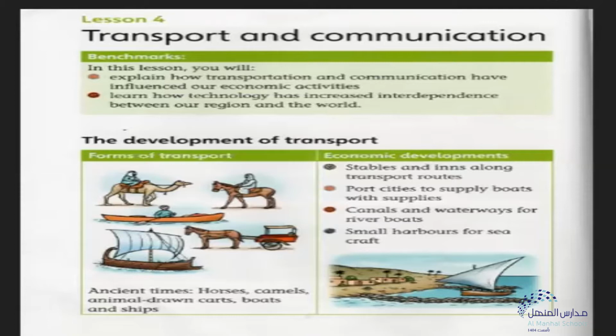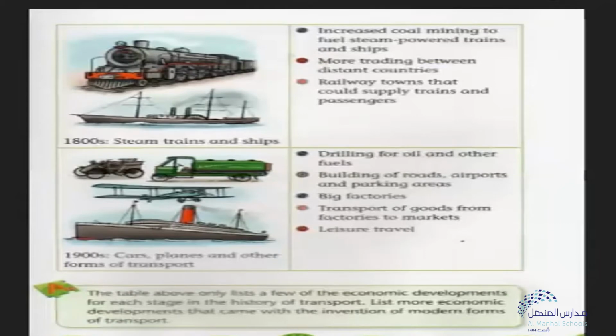Now, let's go to page 129 quickly. On page 129, you can see how the railway system actually changed. There's a picture of a steam train and a picture of a steamboat in the 1800s. Steam trains and ships. You can see the picture there.